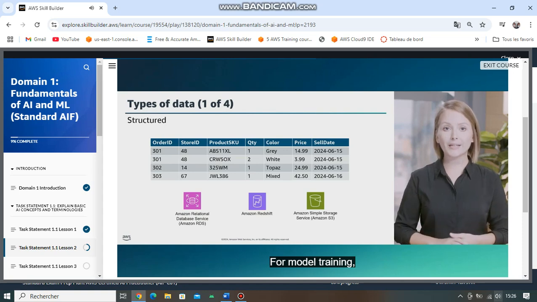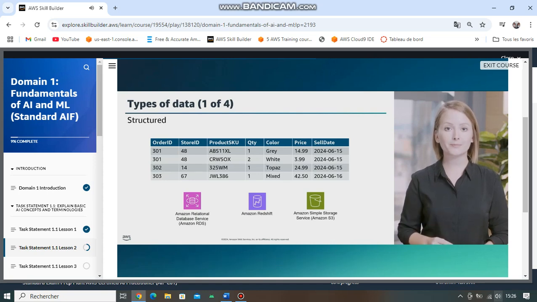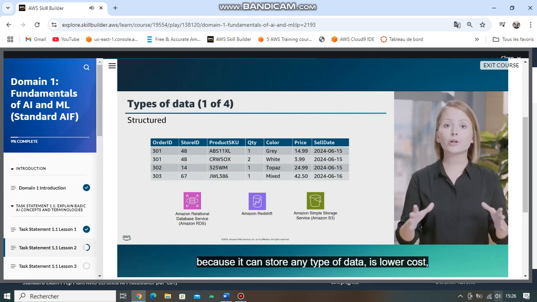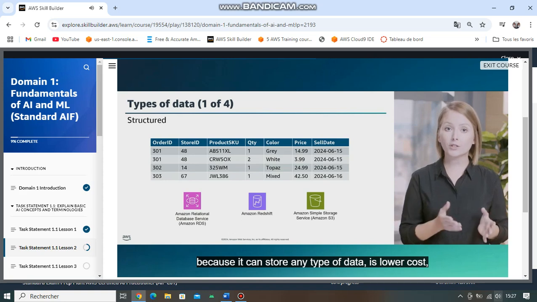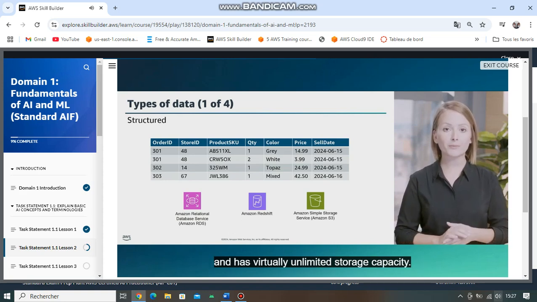For model training, it would be exported into Amazon Simple Storage Service or Amazon S3. Amazon S3 is the primary source for training data because it can store any type of data, is lower cost, and has virtually unlimited storage capacity.